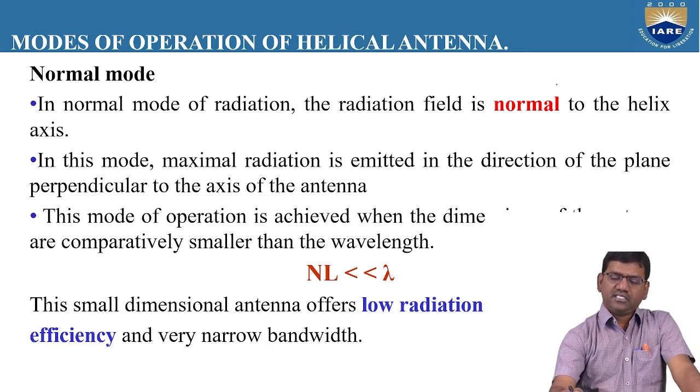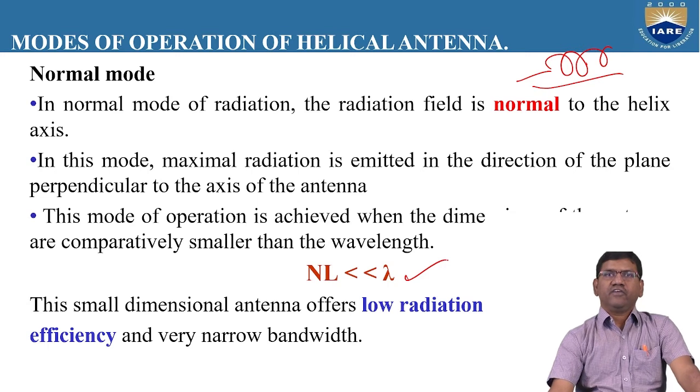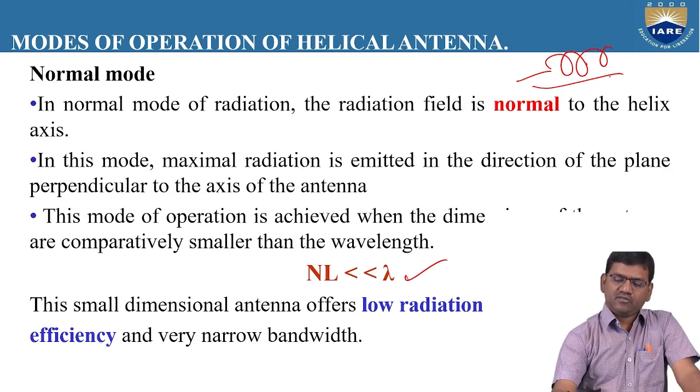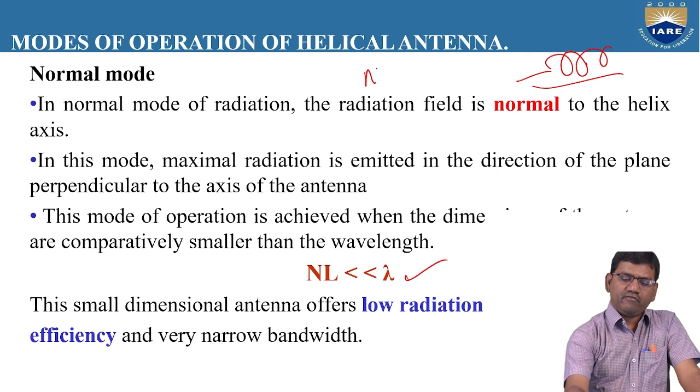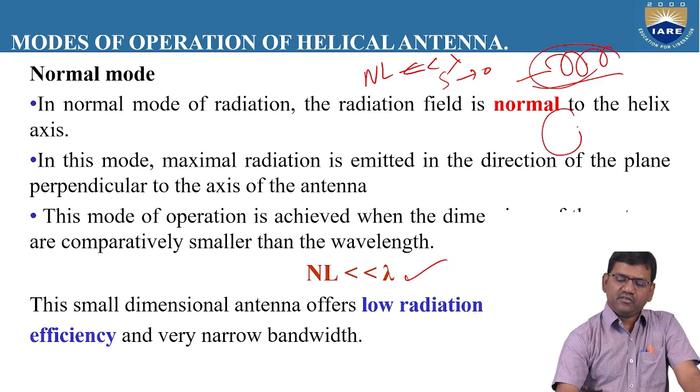As I just told you, this is the basic general antenna. We say this is normal mode under the condition where NL is far less than lambda. When the product of the number of turns and the length of one turn is far less than lambda, then we call it that the helical antenna is operating in the normal mode. So in this normal mode, when NL is far less than lambda and S tends to 0, that means the spacing between the turns is 0, this helical antenna is going to be modified as a single loop.